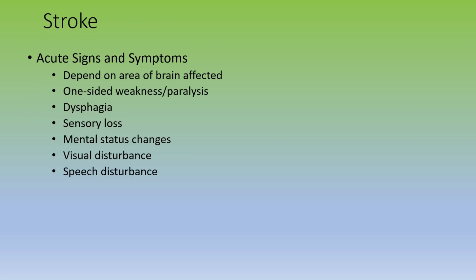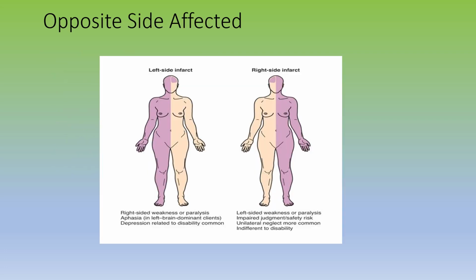Acute signs and symptoms of stroke depend on the area of the brain that's affected: one-sided weakness, either the left or right side, paralysis, dysphagia, sensory loss, mental status changes, visual disturbance, and speech disturbances. Usually, manifestations may vary based on the location of the brain that is deprived of oxygenated blood. So where the stroke occurred in the brain will determine the location of weakness.